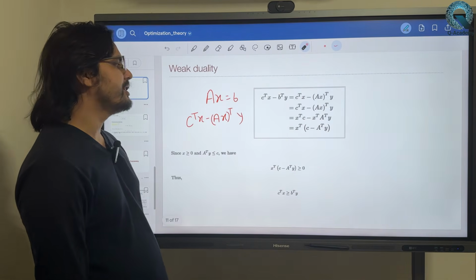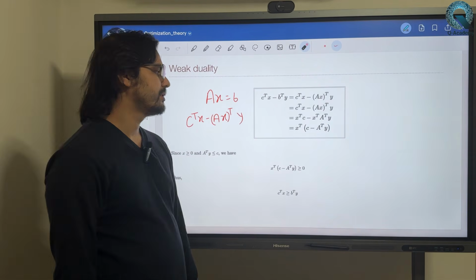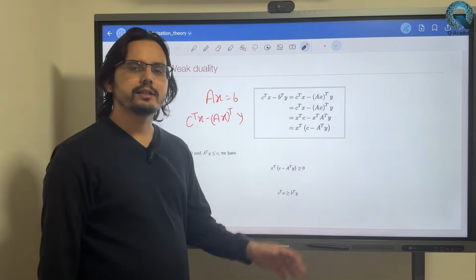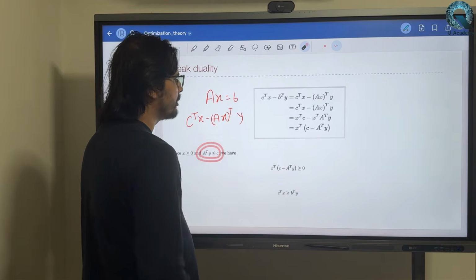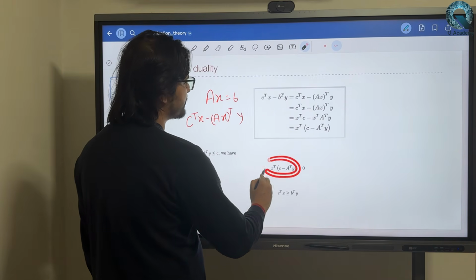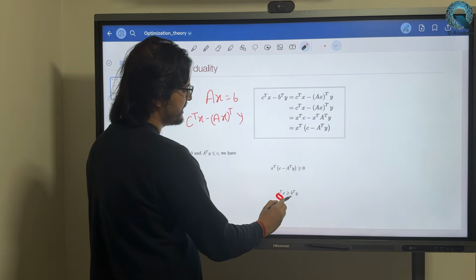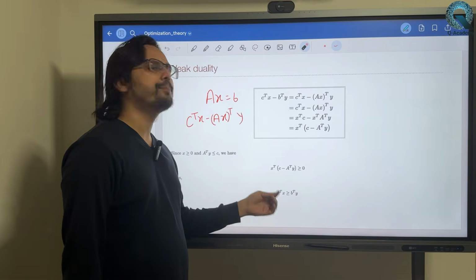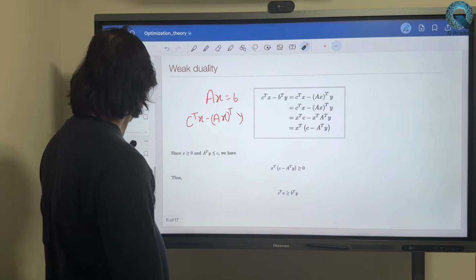This is always non-negative, because A transpose Y is less than or equal to C. This follows from the fact that these are the constraints that we have in the dual program. Because A transpose Y is less than or equal to C and x is greater than or equal to 0, the whole expression is greater than or equal to 0, which means C transpose X is greater than or equal to B transpose Y. So every primal value is an upper bound on the dual value. Okay.